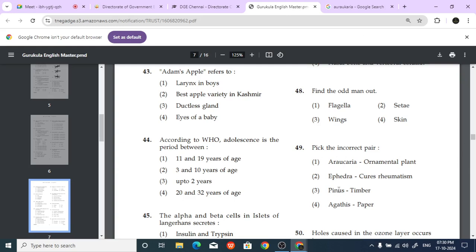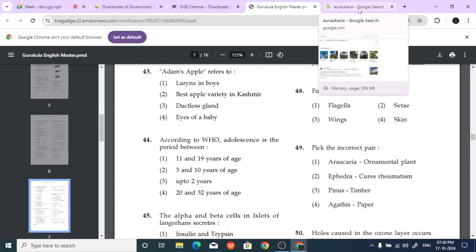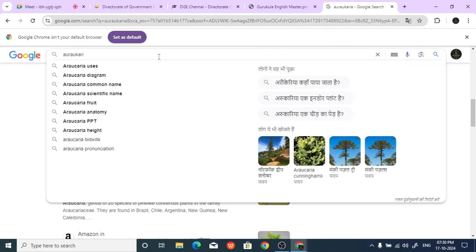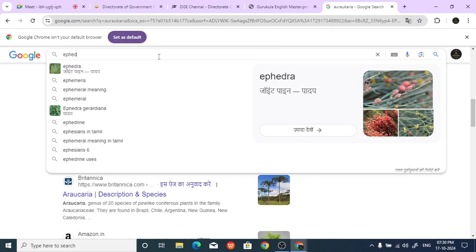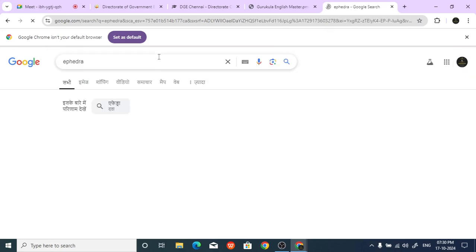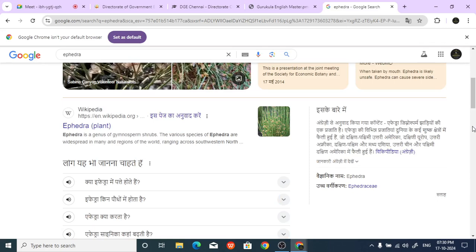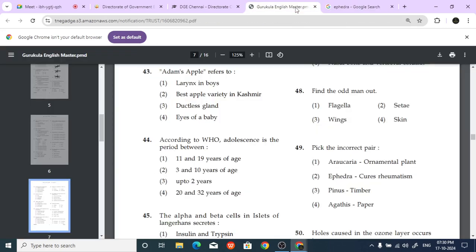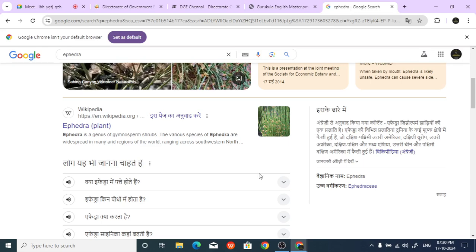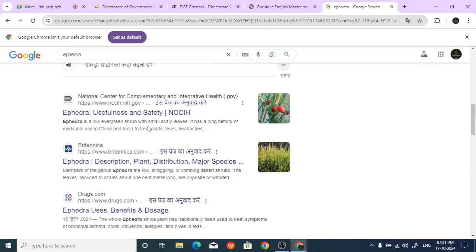Incorrect pair. Okay, let's look at Epidera. Epidera is what? Genus of gymnosperm shrub. What is it? Cures rheumatism. It cures the rheumatism. The evergreen with small leaves has a long history of medicinal use. Rheumatism means some bone problem. So it cures the rheumatism. Very good, that is correct.